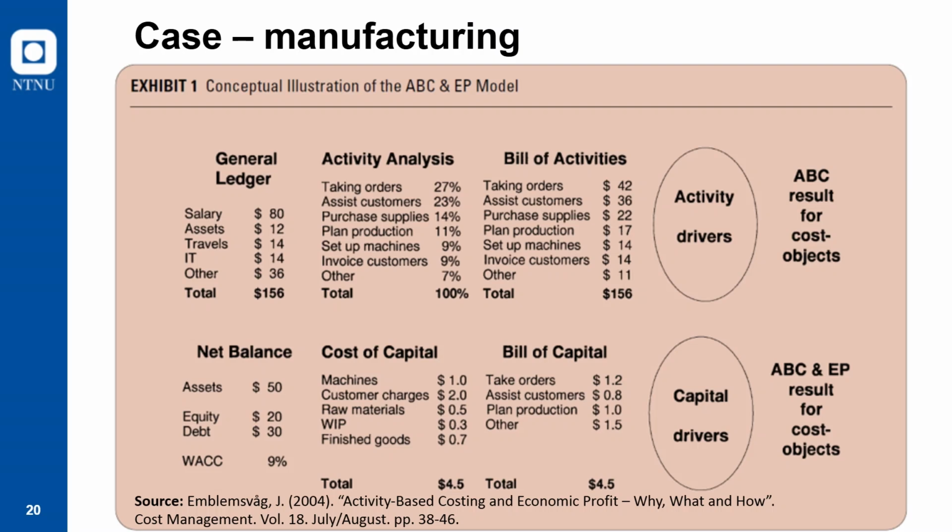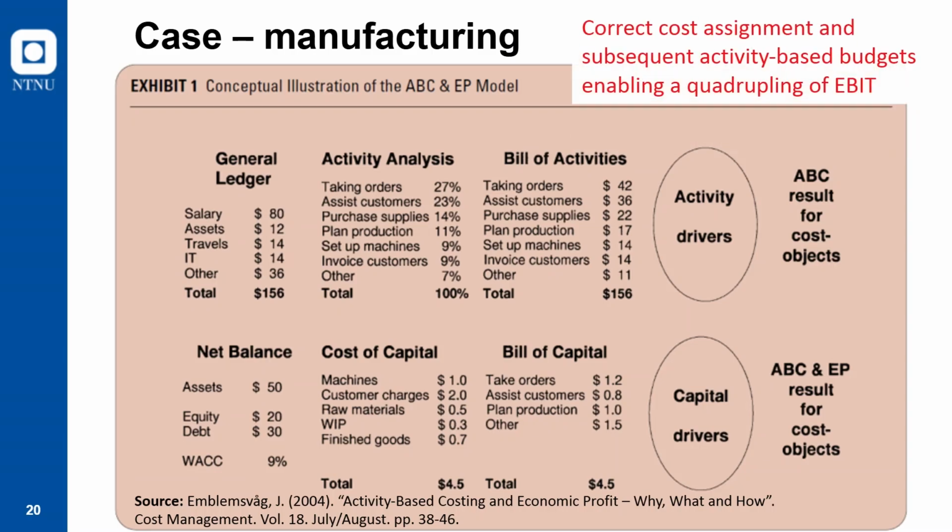But what was interesting in this company was that we also did the same for cost of capital. So you have the net balance, you can calculate the cost of capital on the different kinds of assets, you can make a bill of capital, you can use capital drivers and actually calculate the economic profit of the same cost objects. And you know, economic profit is the net operating profit after tax minus cost of capital. And that tells you a lot of interesting things, and that I will show to you shortly.